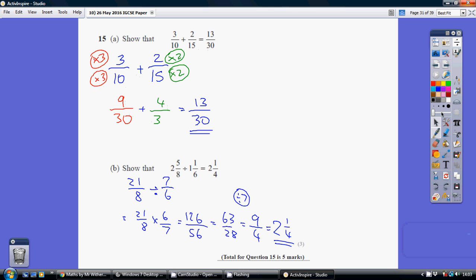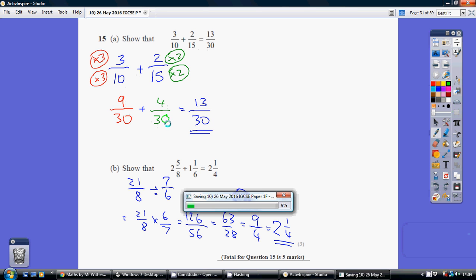Now with the second one, I've just noticed a little mistake there. I've got 4 over 3. That should be 4 over 30, shouldn't it? I know that's a different colour, but that doesn't matter. But that needs to be a 0. There we go. So, changing the second one here.